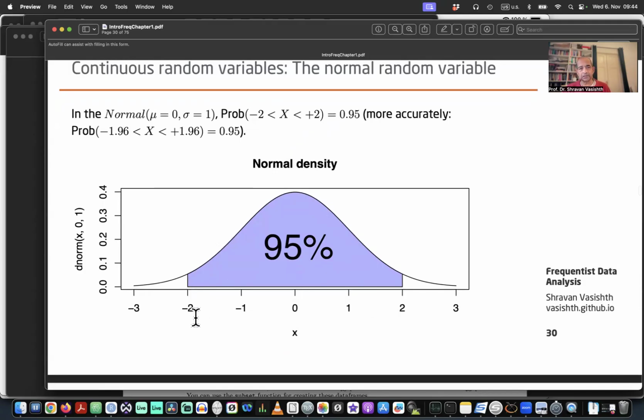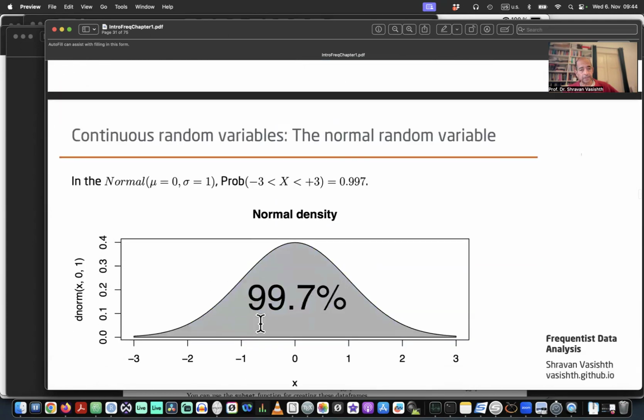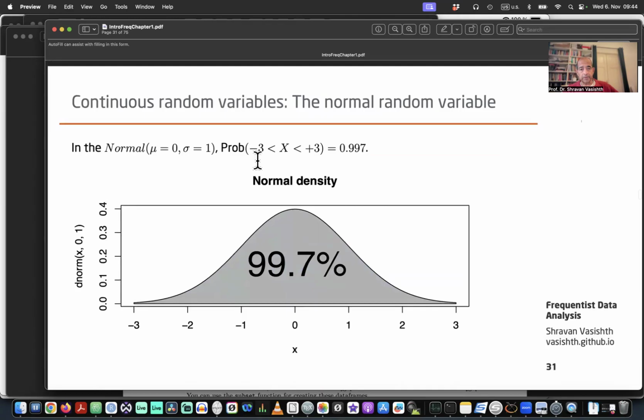So technically, this is not correct what I'm saying. It's technically -1.96 and +1.96, but I'm lazy, I don't like to write decimal points. So let's say -2 to +2, right? So the area under the curve between -2 and +2 is going to be about 95% in the standard normal. And similarly, between -3 and +3, the area covered under the curve will be 99.7%. These are invariant properties of the standard normal distribution.